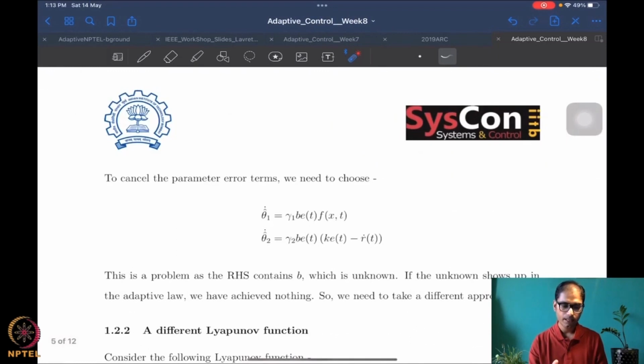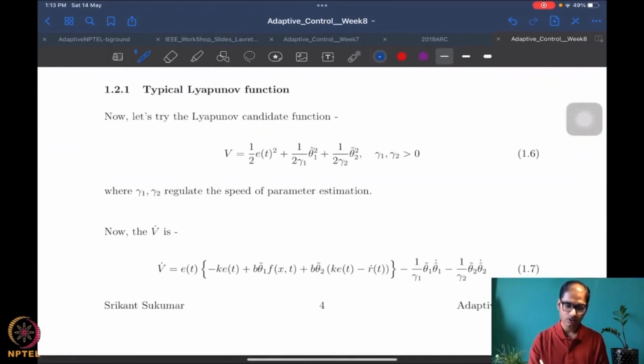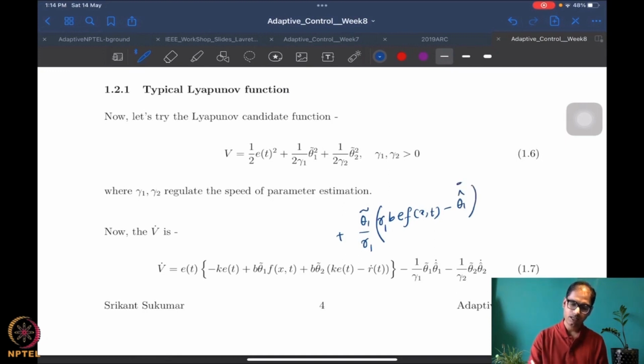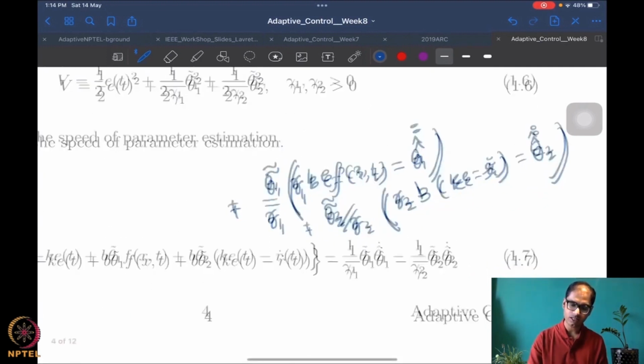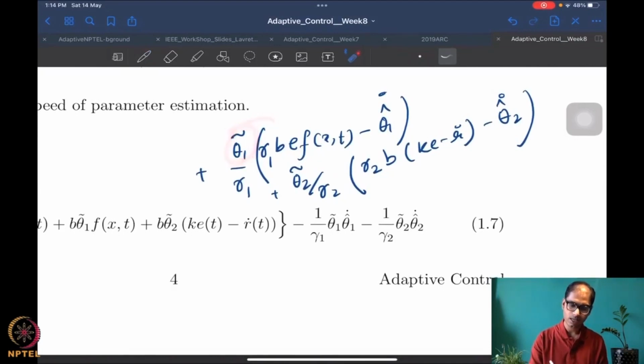Whatever these terms are, in fact, I will write it out because it's not written here. So what will this be? This will be theta 1 tilde times B e f x t. I will take a gamma 1 in the denominator so that I get a gamma 1 here, and minus theta 1 hat dot. And similarly I have a theta 2 tilde divided by gamma 2 times gamma 2 B and K e minus r dot minus theta 2 hat dot. Okay, so these are the terms I get in theta 1 tilde and theta 2 tilde.